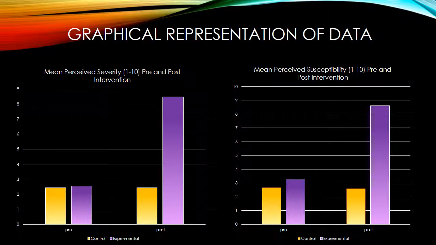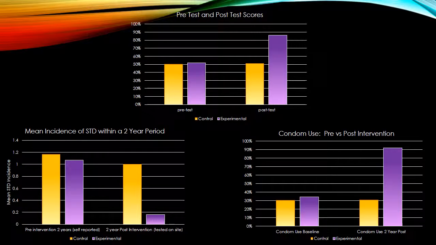Here we have some graphical representations of our data, and it can be seen that there is a significant increase in perceived susceptibility and severity among the experimental group after participation in our program. Additionally, these graphs indicate similar improvement. You can see an increase in average post-test scores as well as condom use in the experimental group compared to the control group, and a drastic decrease in average incidence of STDs in the experimental group, while there was only a slight decrease in the control group.